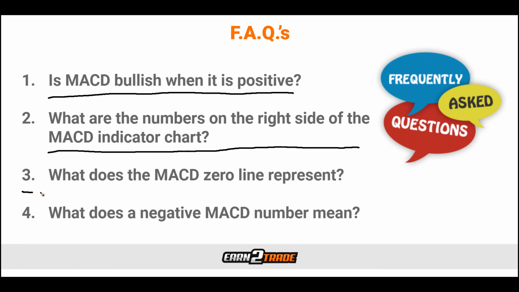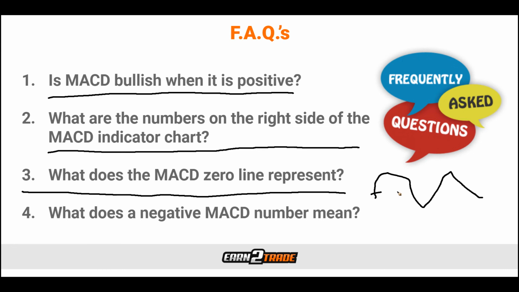Now, number 3 is going to be, what does the MACD zero line represent? The Moving Average Convergence Divergence zero line, in full name, is just the center line that divides the positive area from the negative area on the histogram chart that the line is oscillating back and forth above and below. Remember, if the MACD line looks like this, the line that goes through the dead center is the zero line.